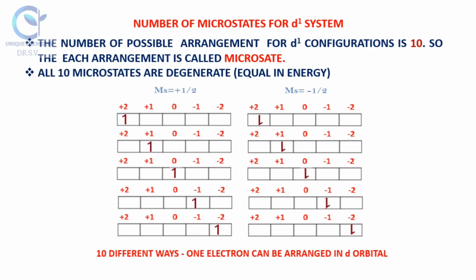The number of microstates for the d1 system is given in this diagram. The number of possible arrangements for the d1 configuration is 10. So each arrangement is called a microstate. All 10 microstates are degenerate, that is, they are equal in energy. On the left hand side, with the ms value plus 1 by 2, there are 5 different arrangements. On the right hand side, there are another 5 arrangements with the ms value minus 1 by 2. So there are 10 different ways we can arrange one electron in the d orbitals, and totally there are 10 microstates.